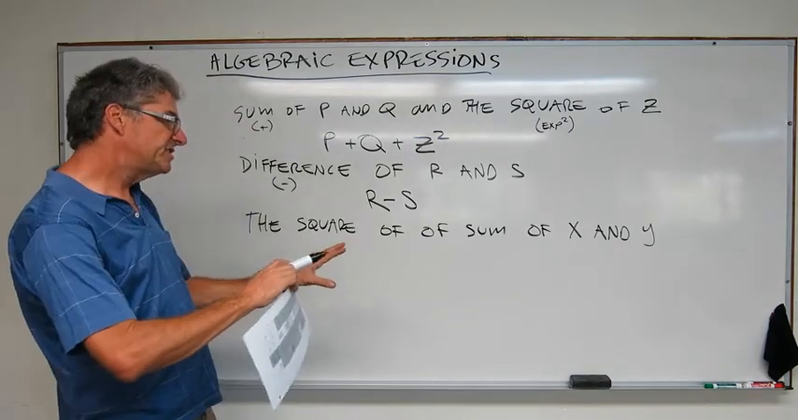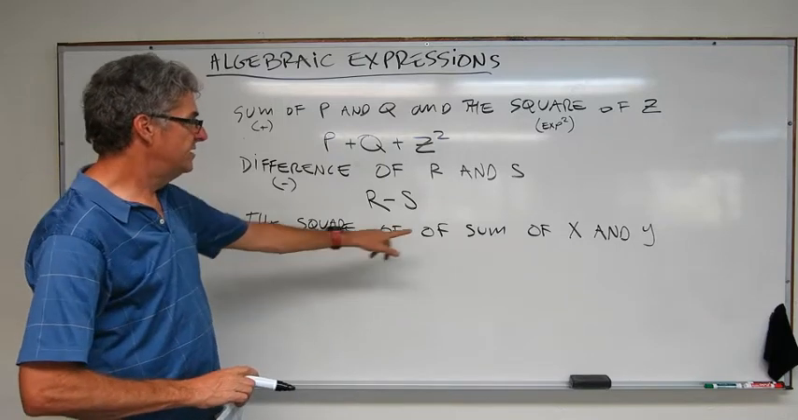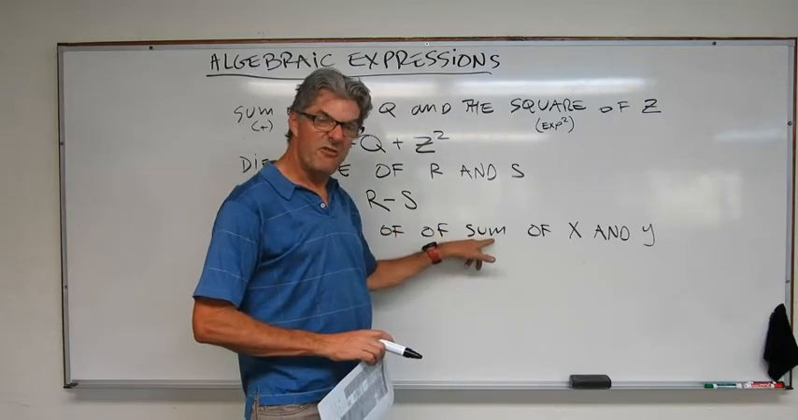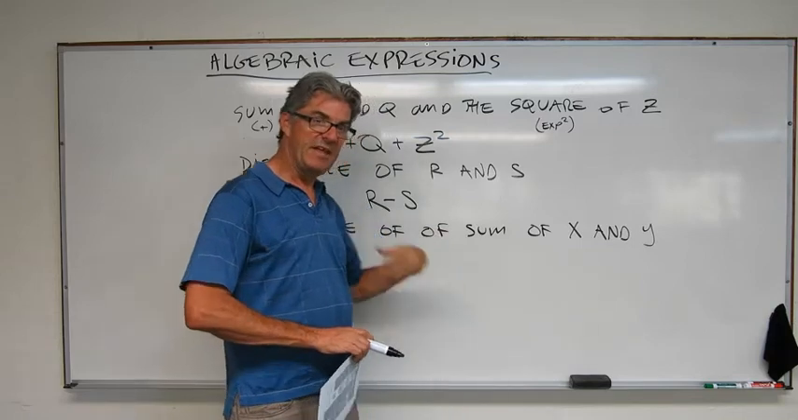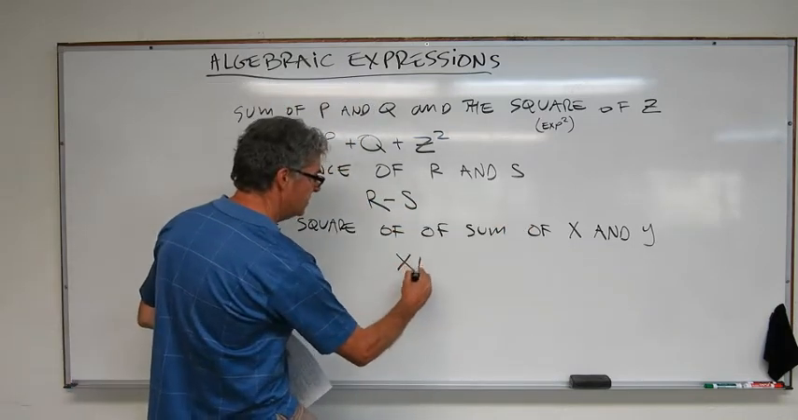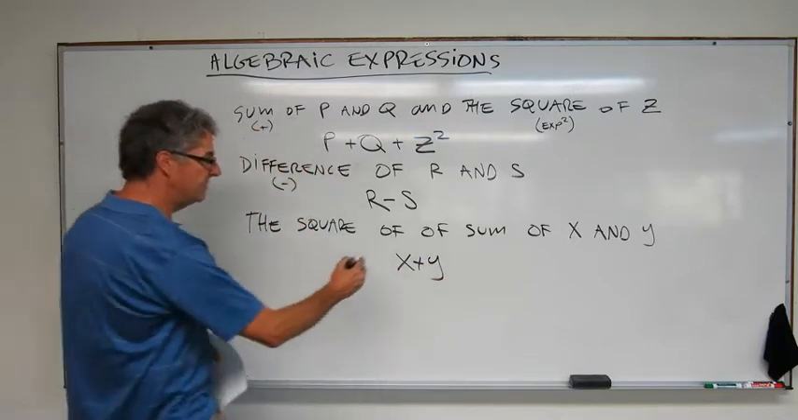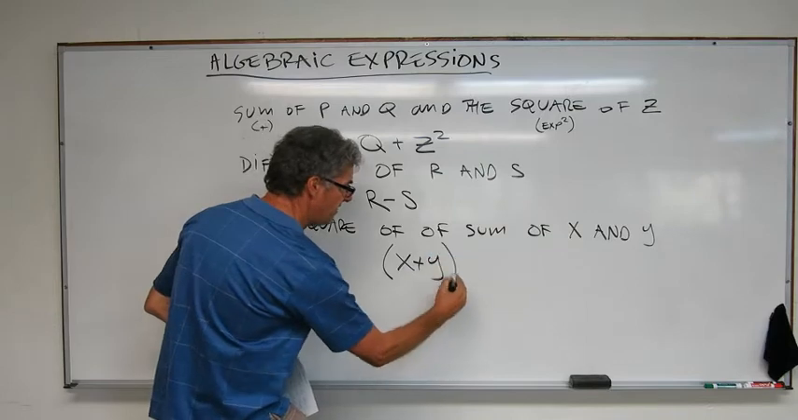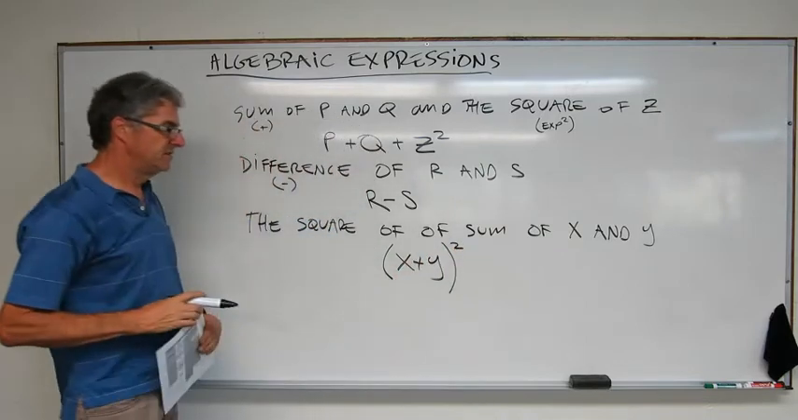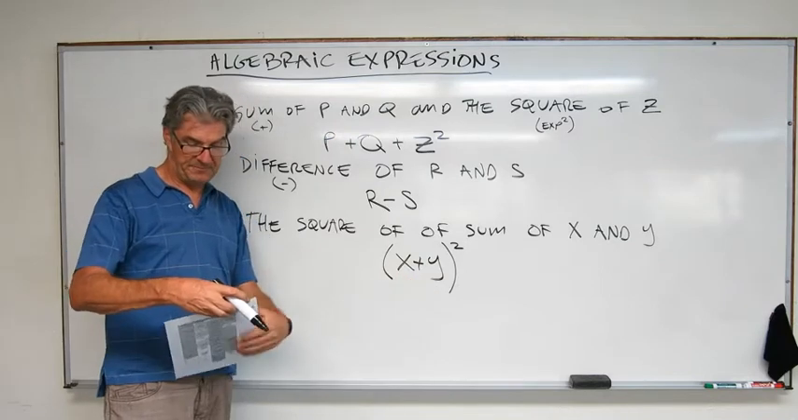So this is kind of a little complicated, but what you're doing is you're squaring the sum. So you first have to get the sum and then square it. So the sum of X and Y is just X plus Y. So the square of that sum, you have to put your parentheses around it and square it. So that's the square of the sum of X and Y.